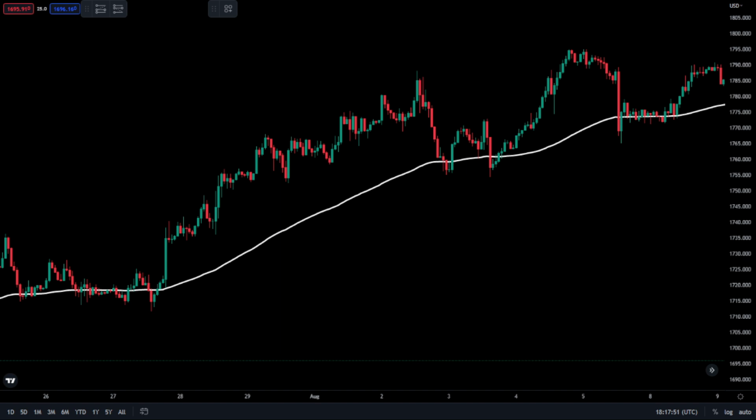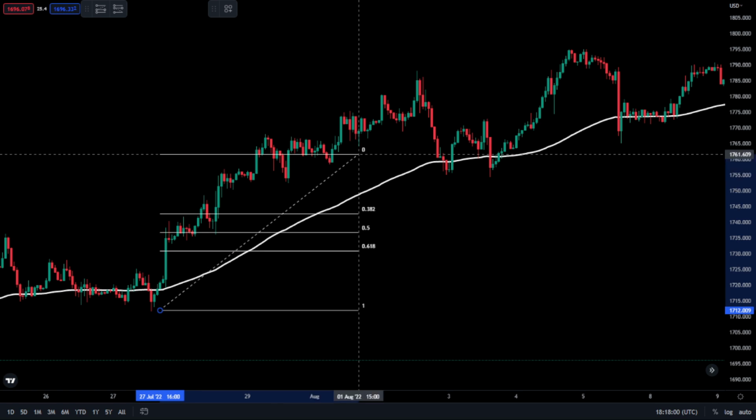In our strategy, we will trade with the direction of trend. As you see on this chart, the candles have been trading above the moving average, which means that the price is in a strong uptrend. So our goal is to identify the swing high and swing low. After that, we draw the retracement tool from the swing low to the swing high.